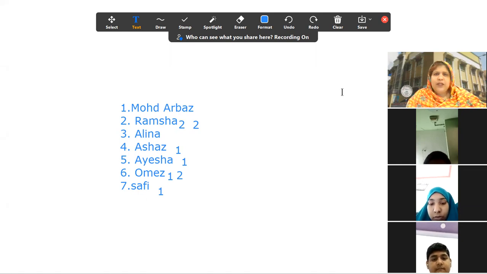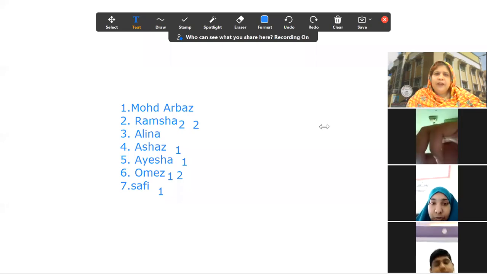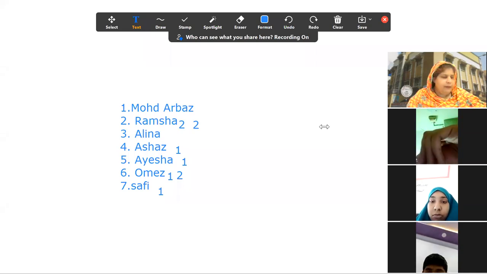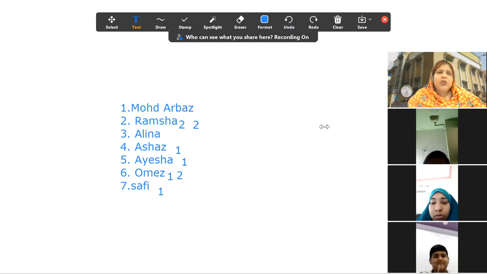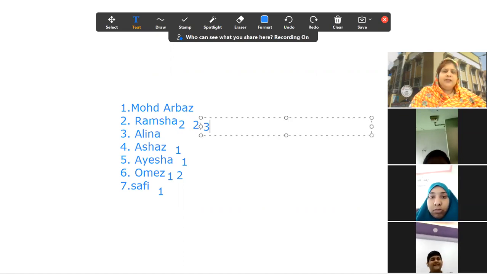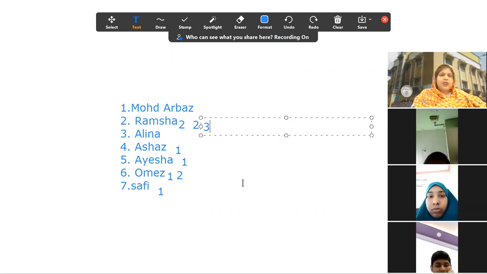Aisha says coronary arteries. Ramsha, where is the pulmonary? Aisha says pulmonary vein. So the first answer, pulmonary vein, is the correct answer, and it was first given by Ramsha. So Ramsha gets 3 points. And now the next question.